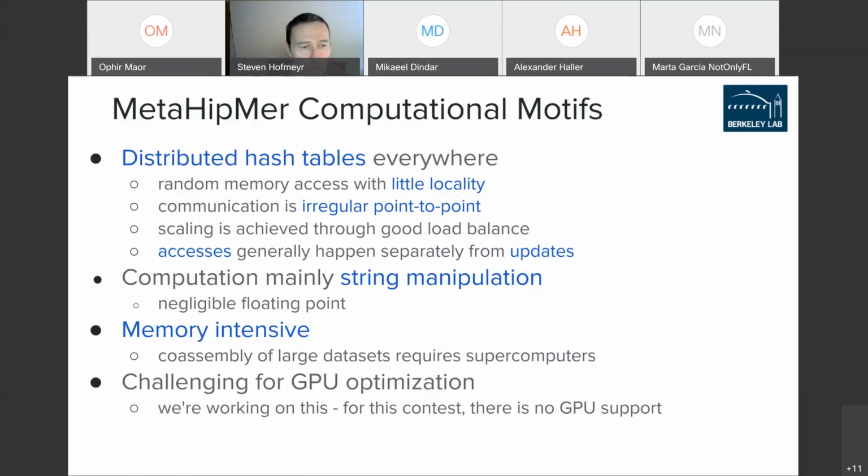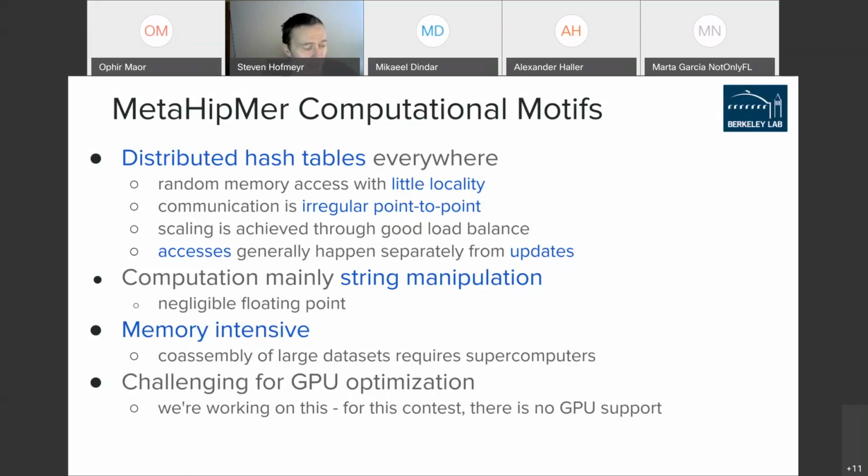We have, for example, with large scale data sets, a minimum number of nodes that need to be used simply because of the memory requirements. And these characteristics make it pretty challenging for GPU optimization. So what you are going to see with your use of this application, with your tuning of this application, is we're not using GPUs at all. But we have been working on adding GPU optimization to this project. And we believe we can get some performance improvements, but not dramatic ones like you would get with other applications.